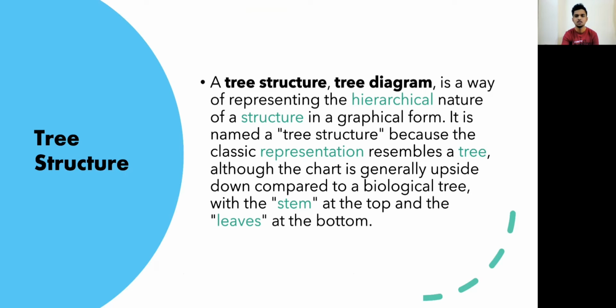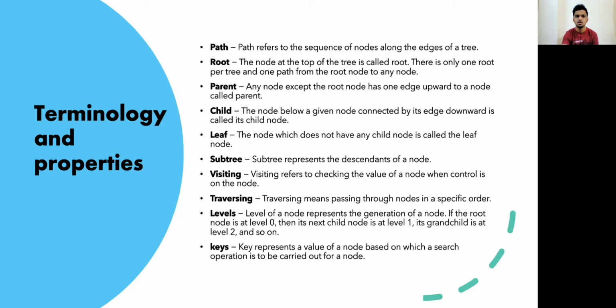What is a tree structure? A tree structure or a tree diagram is a way of representing the hierarchical nature of a structure in a graphical form. It is named a tree structure because the classical representation resembles a tree, although the chart is generally upside down compared to a biological tree, with the stem at the top and the leaves at the bottom. Now let us see the terminologies and properties in a tree structure.